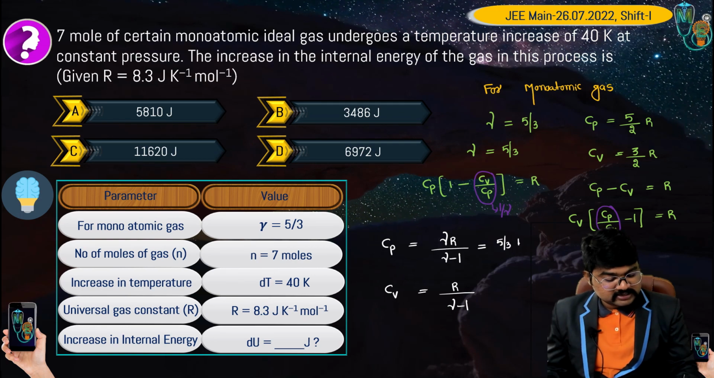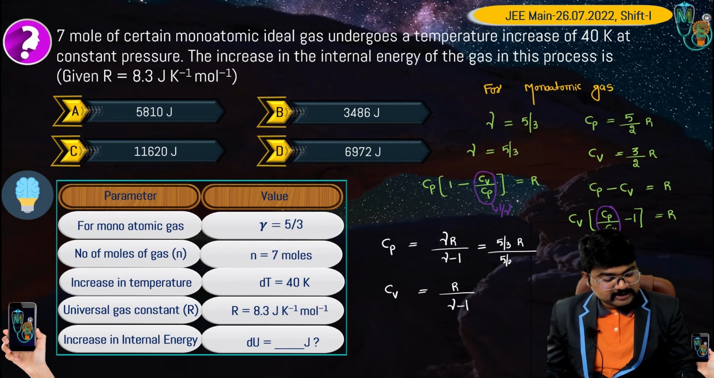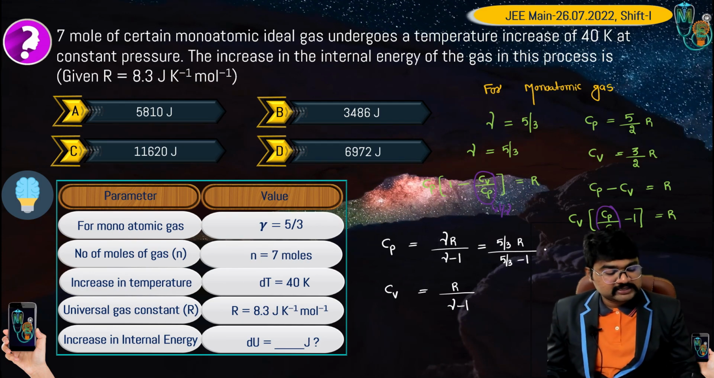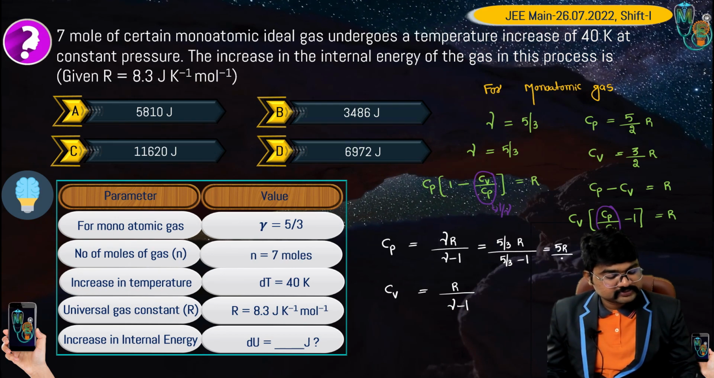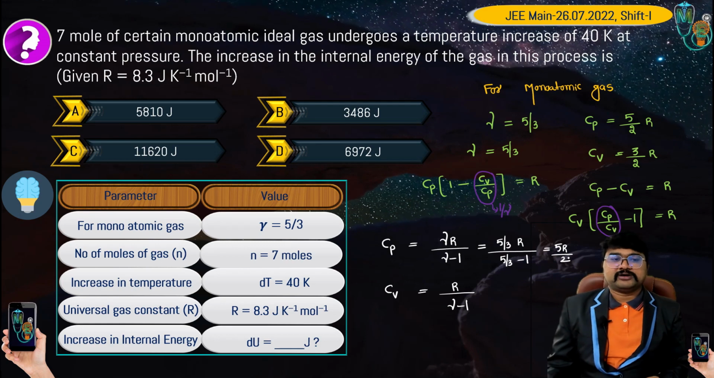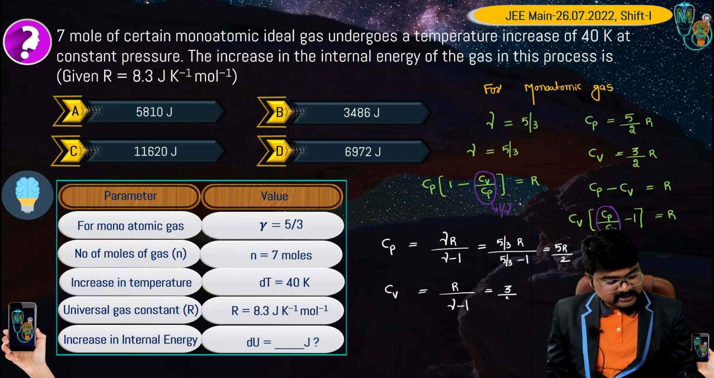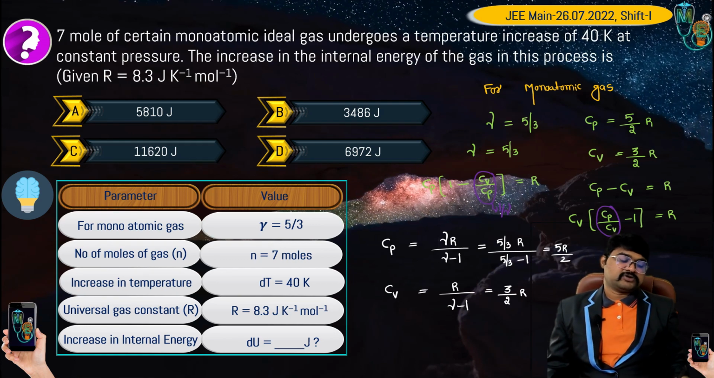5 by 3 into R by 5 by 3 minus 1. Here you will be getting 2 by 3, then 5R by 2. Like this also we can prove it. Cp and Cv, here it is how much? 3 by 2 R. Cp minus Cv equal to R.